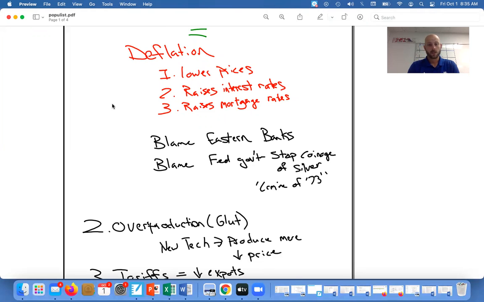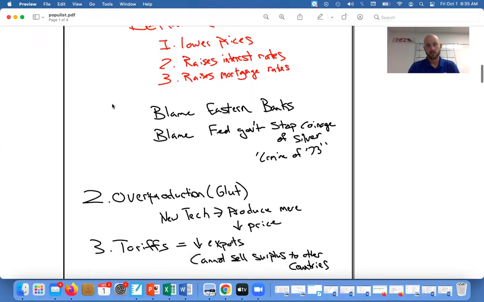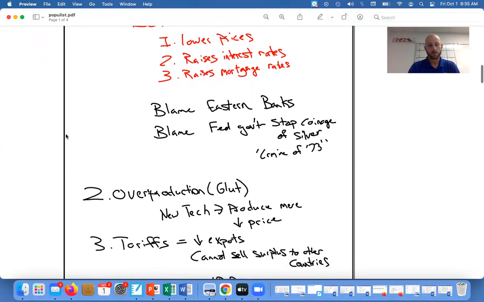Free silver. Now, also, like we learned before, we have an overproduction, right? New technology means we're producing more, lowering the price of goods. And then lastly, tariffs. Tariffs might have helped Andrew Carnegie's steel empire, but they hurt farmers. They decrease exports because when we pass tariffs, other countries pass tariffs on us, which means we cannot sell our surplus to other countries anymore. So we have an oversupply. Normally, that's not a problem if you can sell overseas, but farmers are unable to sell overseas. Tariffs become a problem for farmers as well.